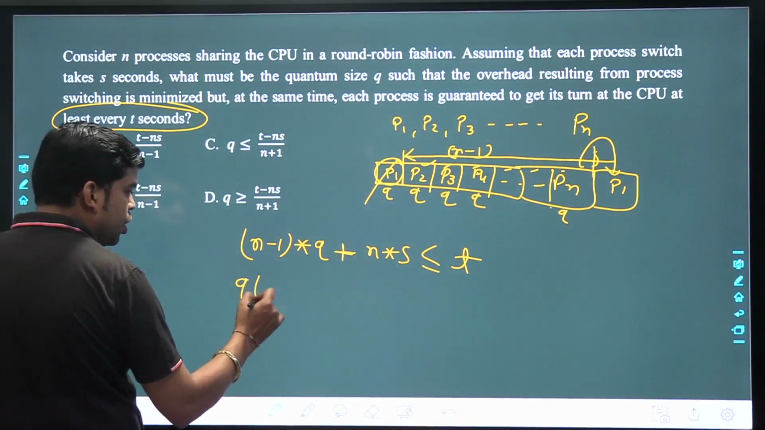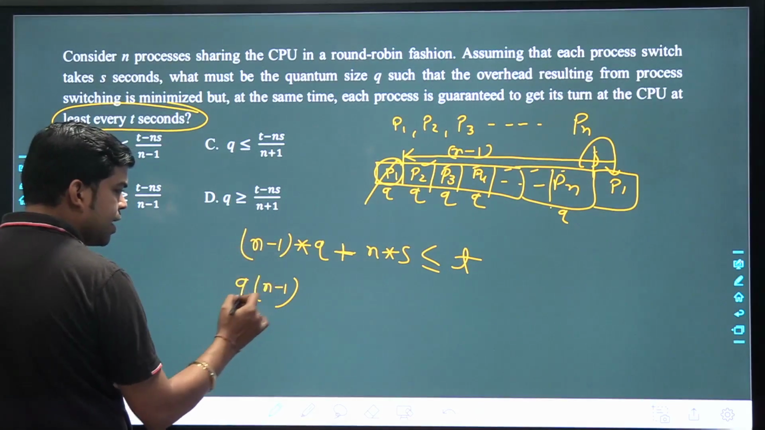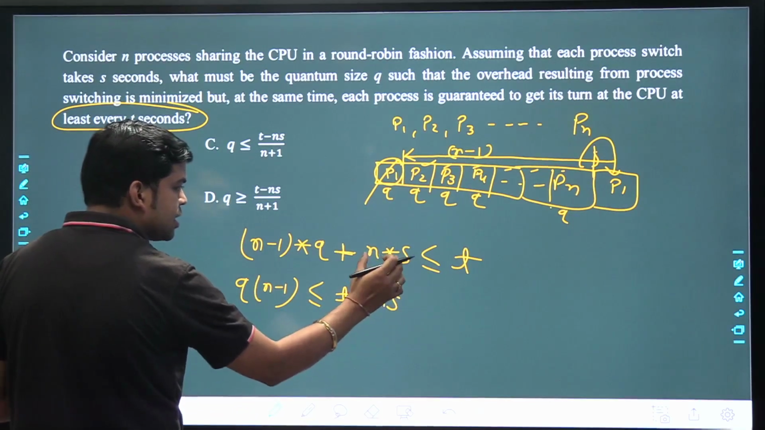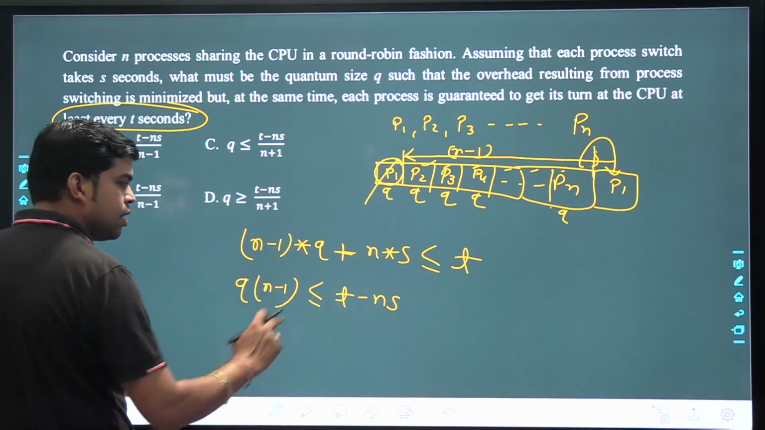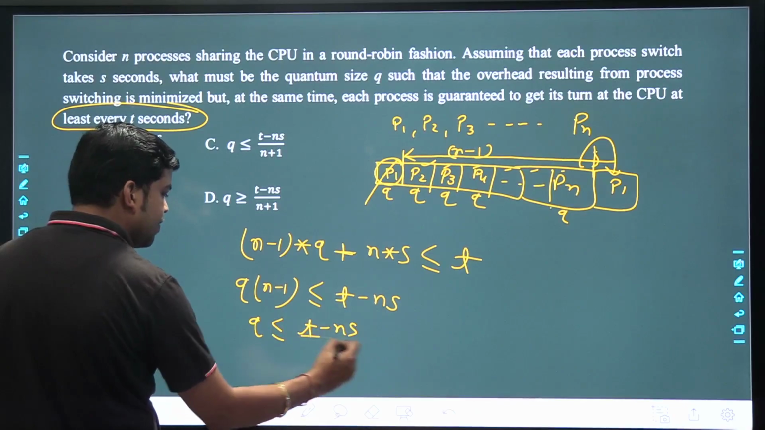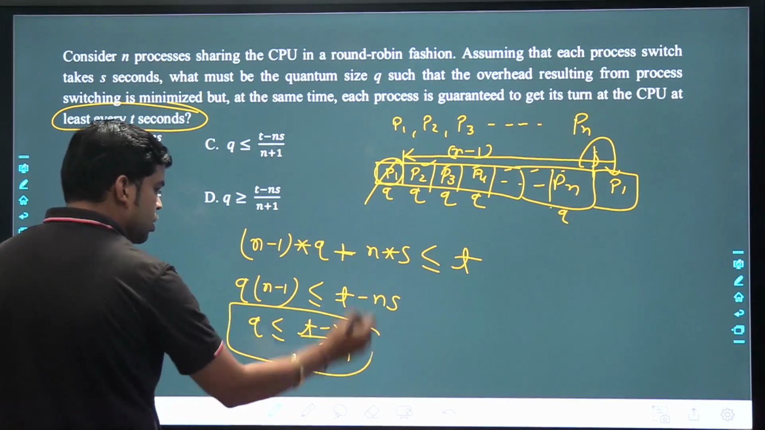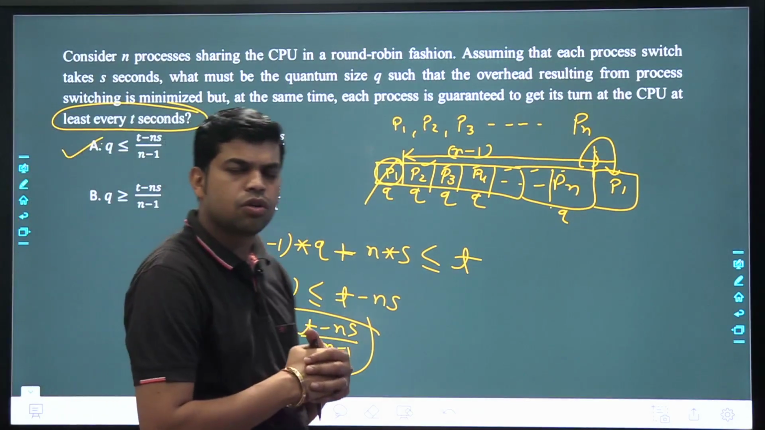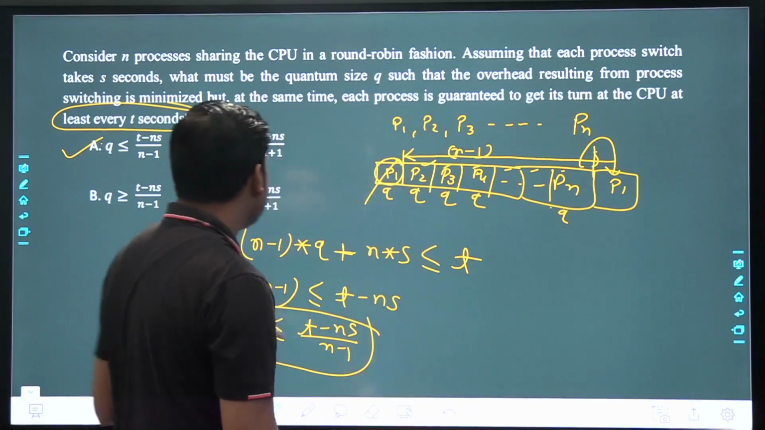So Q into n minus 1, we can rearrange this. That is less than or equal to T minus ns. This n into s goes to the right hand side. So Q is less than or equal to (T minus ns) divided by (n minus 1). So A is the right answer. Got it? So that is the logic to solve such type of question. So A is the correct answer.